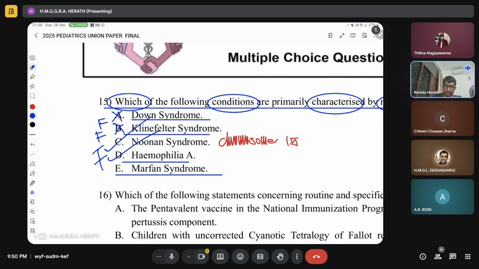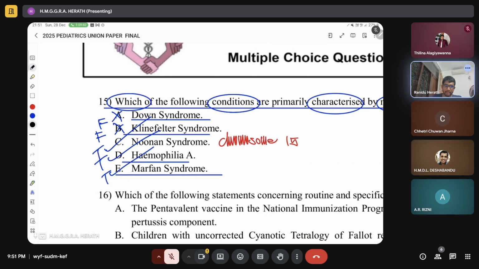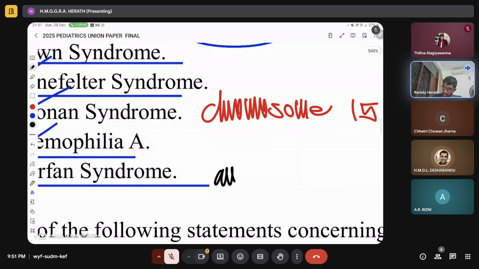I discussed this Marfan syndrome in that pediatric case class. Good. How is Marfan syndrome inherited? That day I told. Did I tell or not tell? You did tell. Yeah, this is inherited in autosomal dominant fashion.